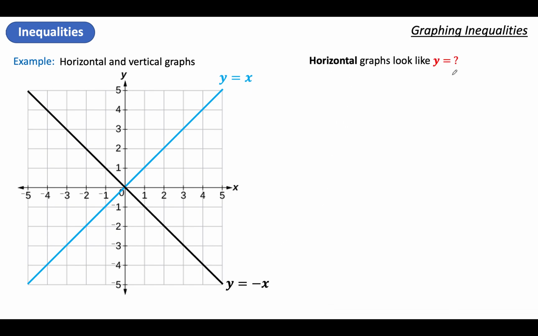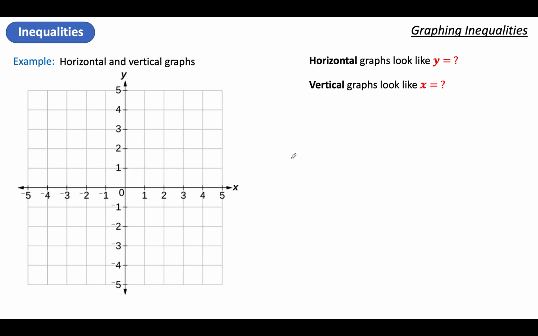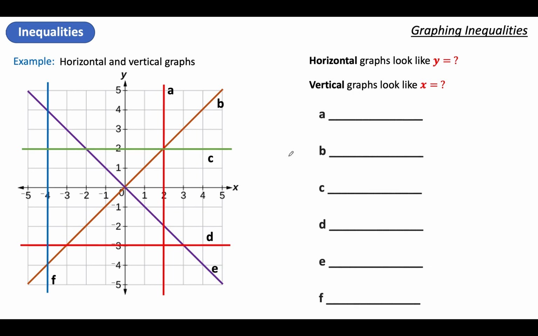So horizontal graphs look like this: y equals something, for example y equals minus 2. And vertical graphs look like this: x equals something, so x equals 3. Whatever axis it goes through, at whatever point, you can write that down as your graph. You'll get the idea, okay? Because what I want you to do now is, there are 6 graphs here: A, B, C, D, E, F.